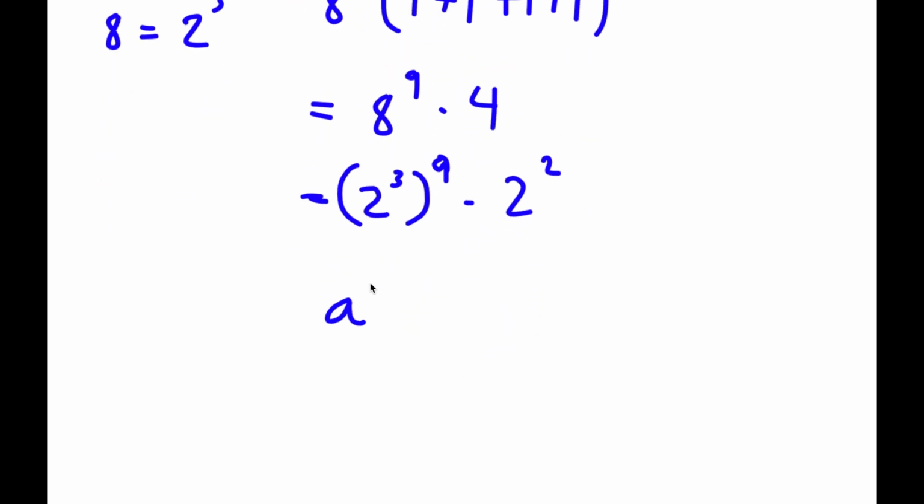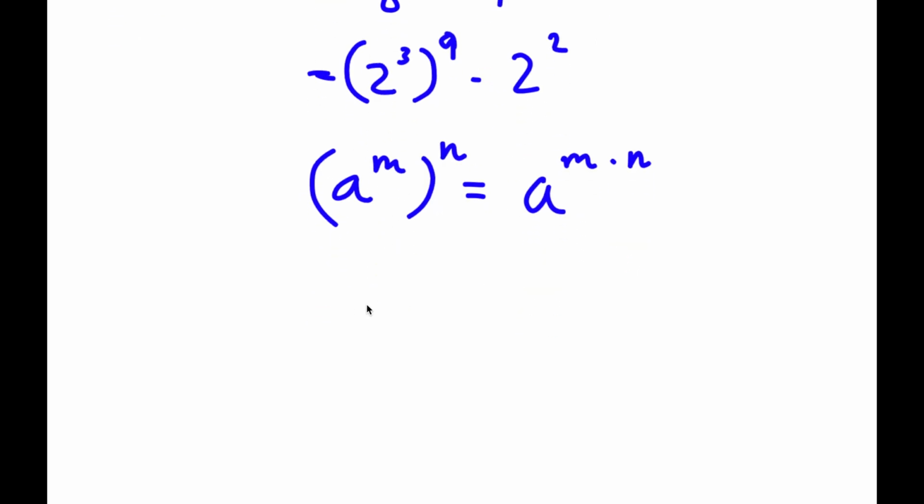Now if I have something in the form a to the power of m to the power of n, this is equal to a to the power of m times n. So 2 to the power of 3 to the power of 9 is going to equal 2 to the power of 3 times 9, and 3 times 9 is 27. So now I have 2 to the power of 27 times 2 to the power of 2.